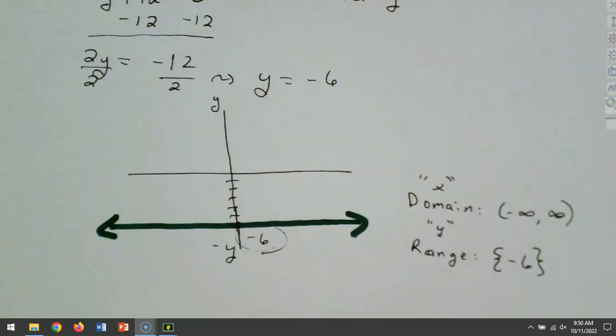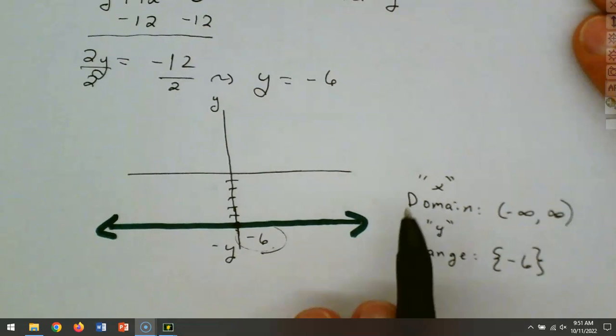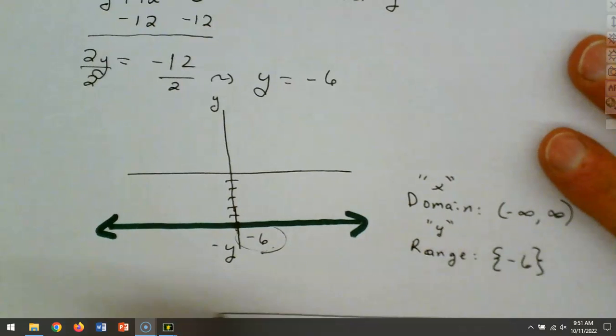This is also called a constant function. So if you ever see a question talking about a constant function, that means it's a horizontal line. Horizontal lines are constant functions. And I didn't give you any graph paper on the side for that, so just add it somewhere to the question.